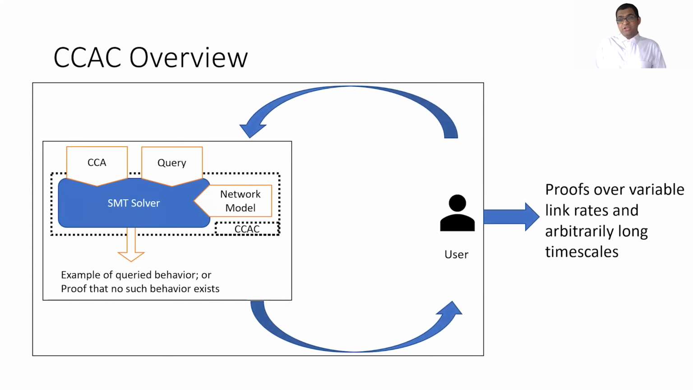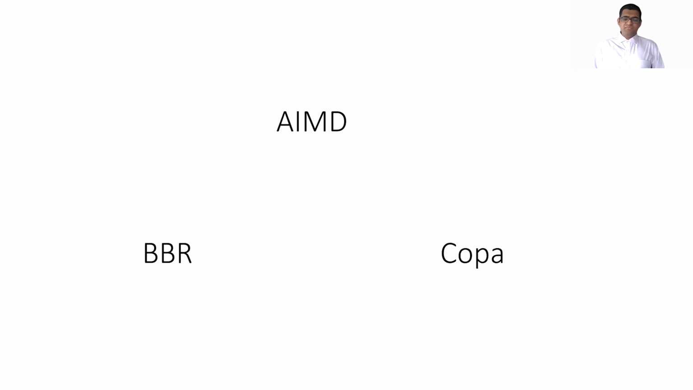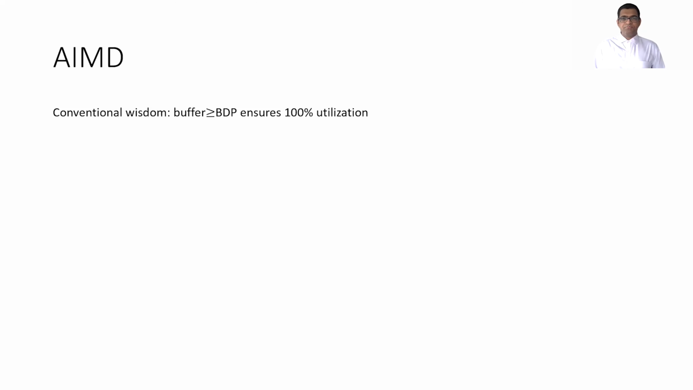We can put a human in the loop to produce proofs that work over variable link rates and arbitrarily long time scales. In this case, SIGCOMM does most of the proving, and the user is only left to do the interesting bits. We demonstrate this workflow using three algorithms: AIMD, BBR, and COPA. AIMD, of course, is the most classical algorithm, and conventional wisdom says that if the buffer is greater than a BDP, that means we have 100% utilization.